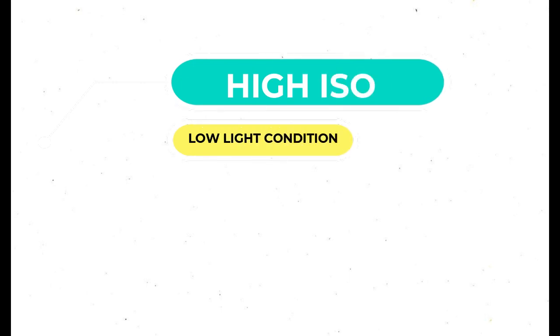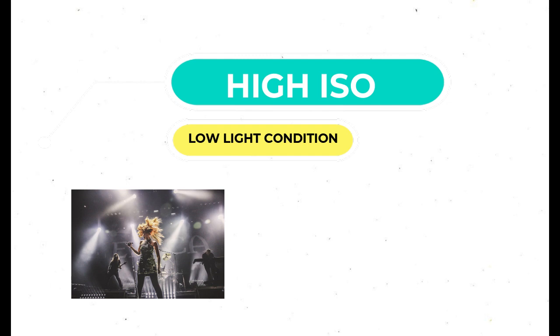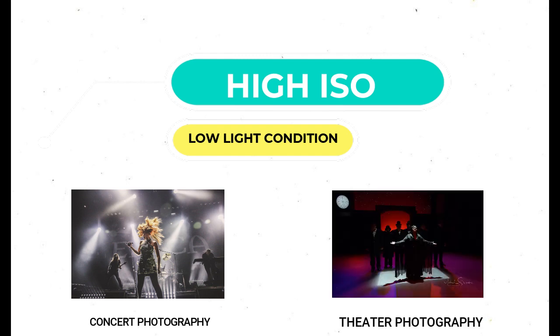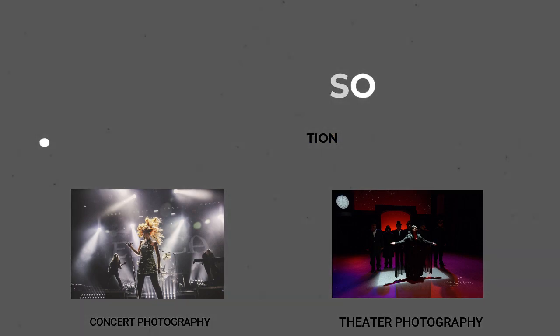Let's have a look at when to use high ISO. We would use high ISO in low light conditions when you cannot use flash, let's say in a concert or theater where flash is not allowed. Also, you would like to use high ISO when you want to capture your subject's motion with a high shutter speed. A few photographers purposefully use high ISO to add grain to their images.